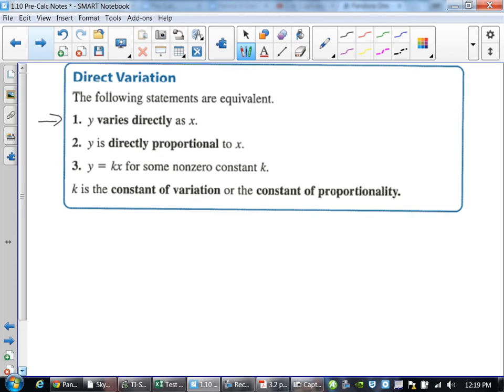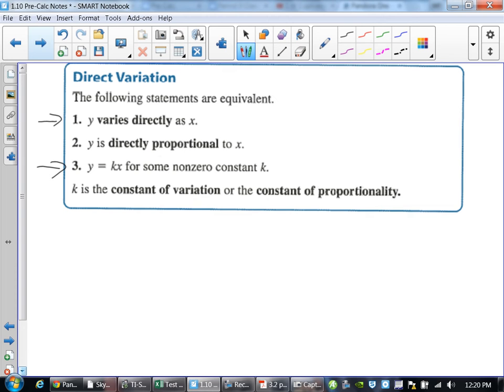You know this, for direct variation, y varies directly as x. It means the same thing, y equals k times x. The only new way that they say it is y is directly proportional to x. That's the only new way of saying it. This means the same thing, y equals k times x. So not a variation, it's a proportion. Directly proportional. It's the same thing.